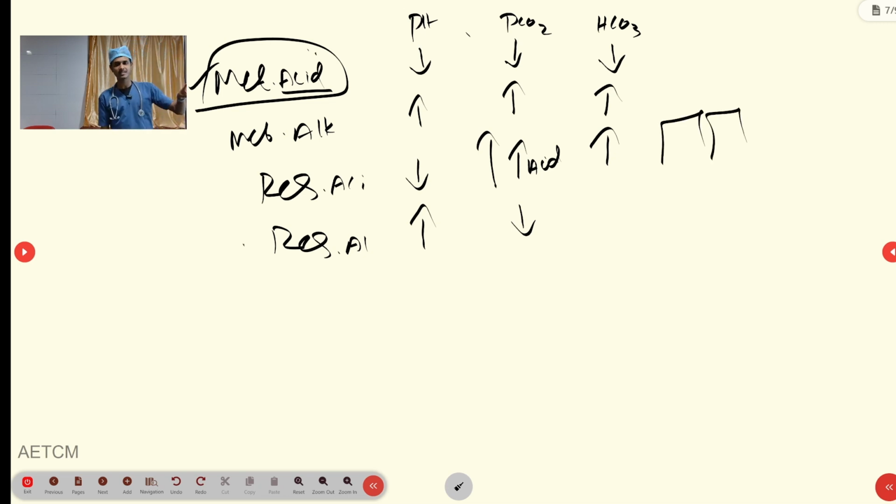What will happen in respiratory alkalosis? Respiratory alkalosis means there is an increased washout of carbon dioxide. So the person already has an increased bicarbonate load, and the body will give a command to your kidney to eliminate the bicarbonate. This is the way it will happen.